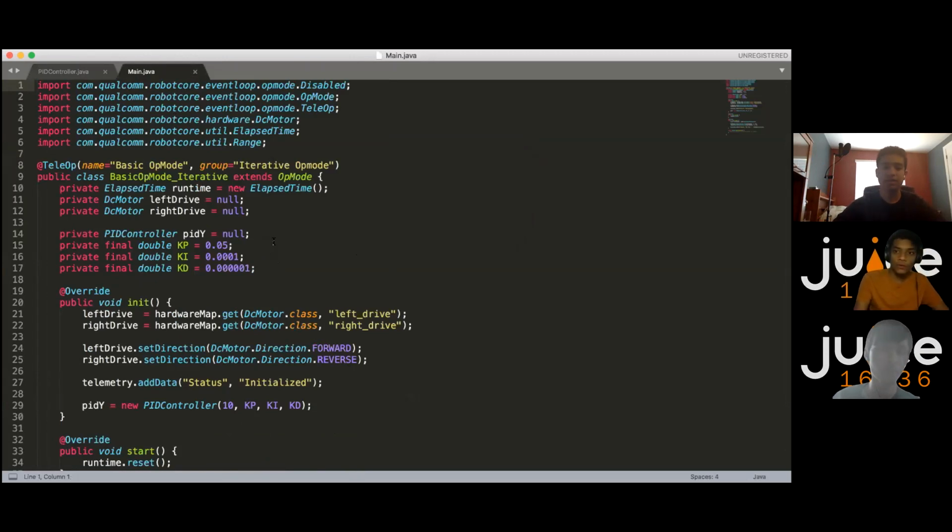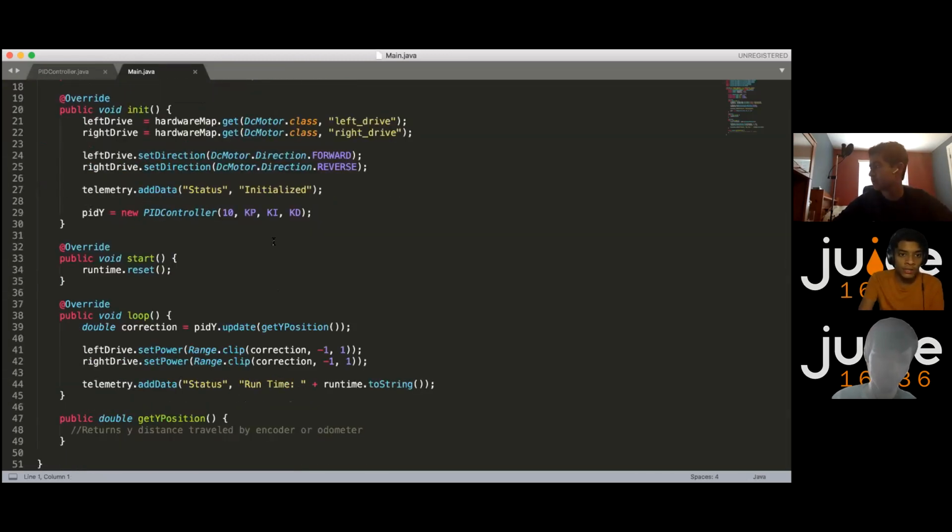So for Mecanum, if you're trying to strafe, you'll be applying the power to the wheels in a different way than if you had an H drive, for example. Yeah. So for example, if you're trying to use this PID class to do rotation, you might want to set one of these to negative, because if one of them is negative and the other one's positive, then you'll be rotating. And of course, instead of get Y position, you need some sort of function to return how far you've rotated.